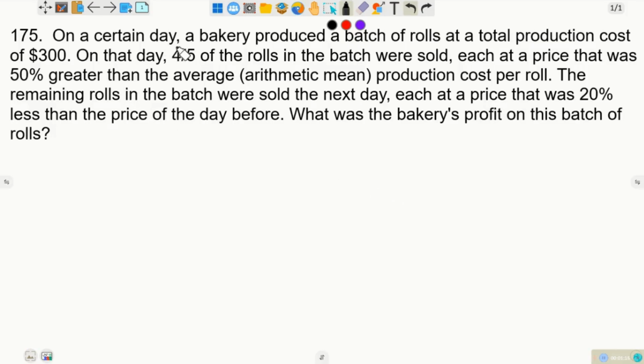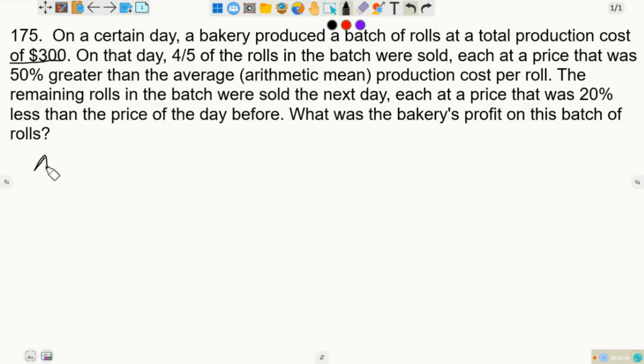The question says on a certain day a bakery produced a batch of rolls at a production cost of $300. On that day, 4/5 of the rolls in the batch were sold, each at a price that was 50% greater than the average arithmetic mean production cost per roll. The remaining rolls in the batch were sold the next day, each at a price that was 20% less than the price of the day before. So what was the bakery's profit on the batch of rolls?